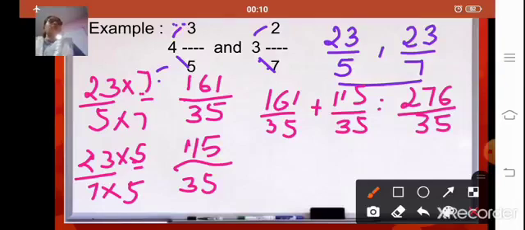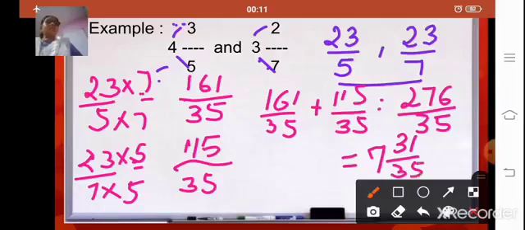When you divide 276 by 35 and write it as a mixed fraction, your quotient will be 7 whole 31 upon 35. So you get the answer as 7 whole 31 upon 35. This is the first method, where you convert the fractions to like fractions and then add both the fractions.